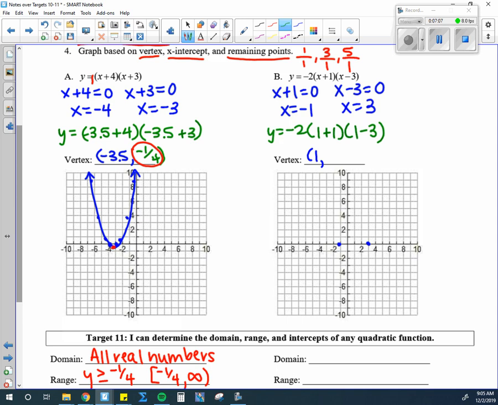All right, so 1 plus 1 is 2. 1 minus 3 is -2. So 2 times -2 is -4. Times this -2 is -8. So my vertex is at (1, -8). So I'm going to go ahead and graph that. You'll notice this is a much prettier graph since we don't have all those fractions.